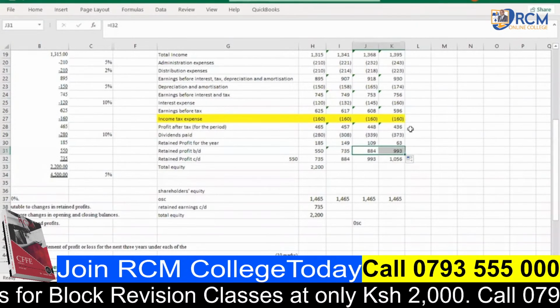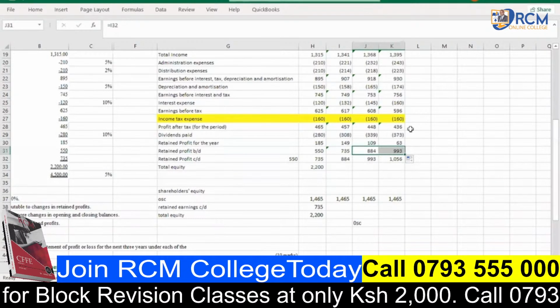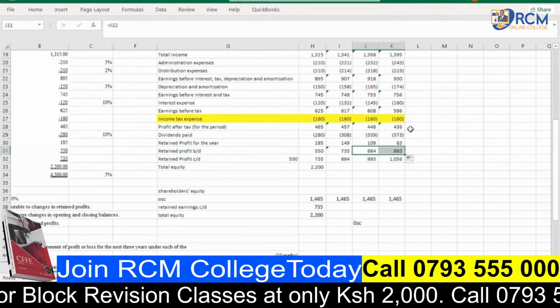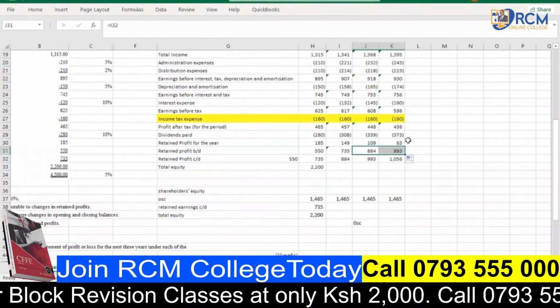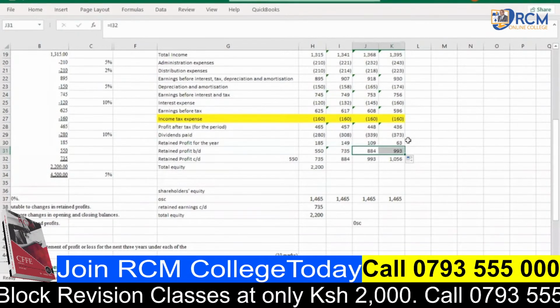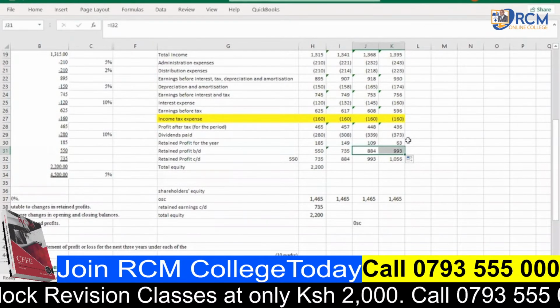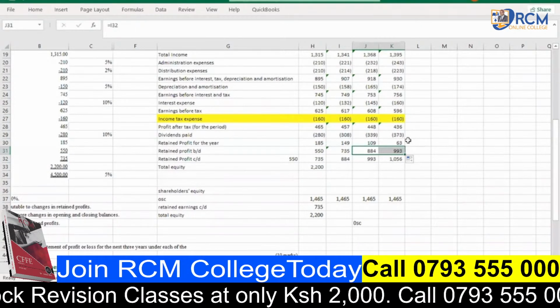That is going to who? To Nancy and Anne. Hapo iko sawa?